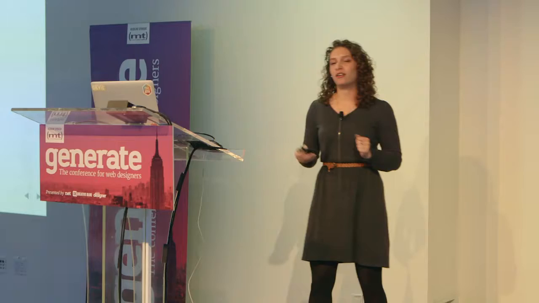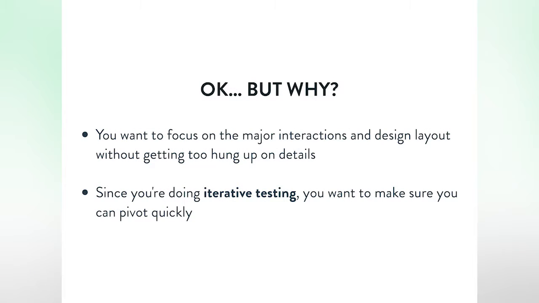Why do we want to do that? We want to focus our interaction on the interactions and the design layout without getting too hung up on details, right? Once we start bringing in lots of different colors, once we start bringing in more of the branding, we start to get distracted by that stuff. So we want to just be testing the interactions and see how people respond to them. And since we're doing iterative testing, that means we can change and pivot quickly. So we want to make sure that we are keeping this simple so that we can change it later.